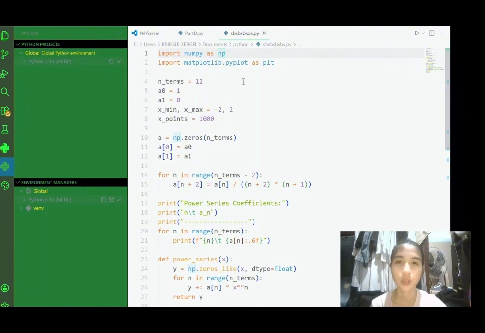First, we import two libraries, NumPy and Matplotlib. NumPy is used for mathematical computations, and Matplotlib is used to create the graph.